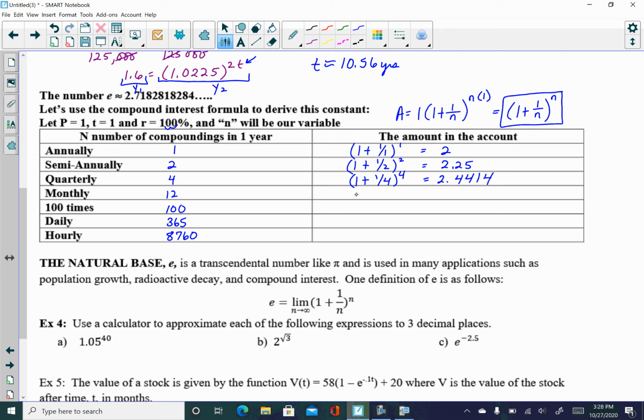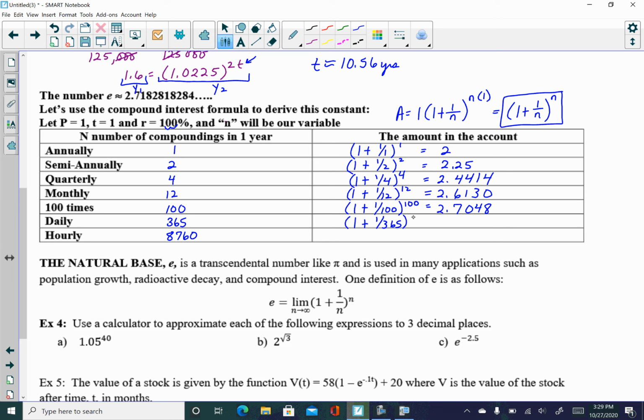That should put you at 2.4414. And let's do monthly. So 1 plus 1 over 12 raised to the 12th. That'll put you at 2.6130. It's probably worth pausing the video and putting these in your calculator, making sure that you can get these numbers. Then your next one, 1 plus 1 over 100 raised to the 100th power. That should land you at 2.7048.